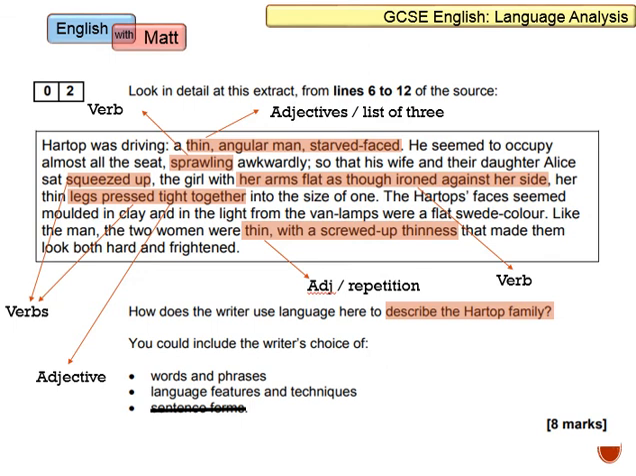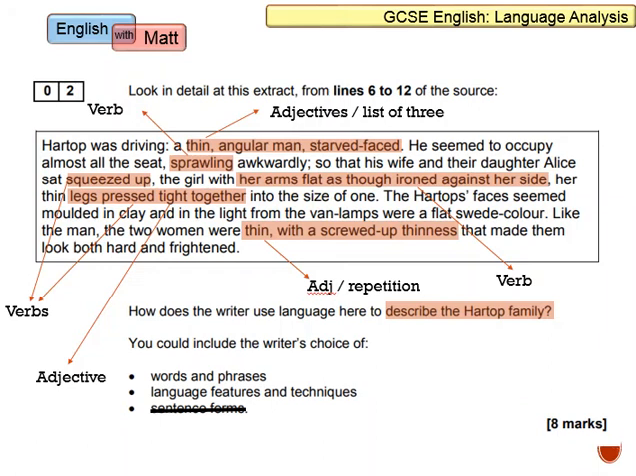We have the verb ironed in there, her arms flat as though ironed against her side. So they're packed into this van like sardines. They're so tightly packed in that it's as though somebody has ironed her arms next to her sides, and it gives this impression that she's quite oppressed. There's not a lot of room and it's quite uncomfortable.